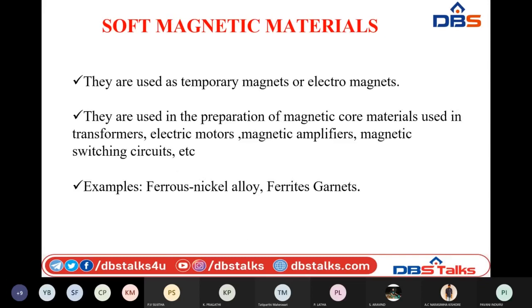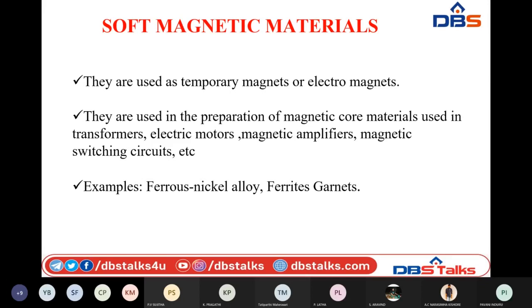And they are used as temporary magnets or electromagnets. Why? Because we can easily magnetize them and we can easily demagnetize them. That is why they are well suited for making temporary magnets or electromagnets. And since they have a very narrow hysteresis loop, they have very little hysteresis loss as well. So that is why they are used in the preparation of magnetic core materials in transformers.